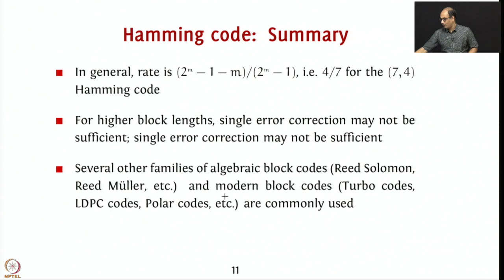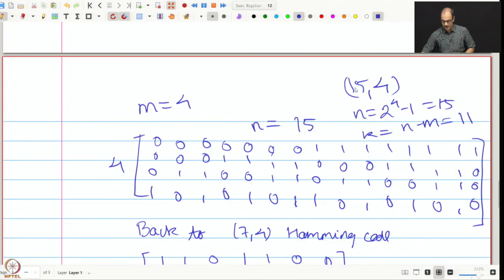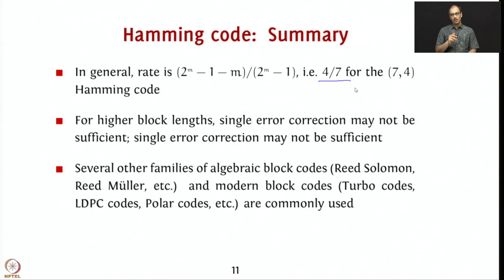Now, if you want to go further, if you look at the Hamming code, the rate is (2 to the power m minus 1 minus m) upon (2 to the power m minus 1). That is, it's 4 upon 7 for the 7-4 Hamming code. If you start increasing m, for example, we saw that if you go for 16, you get 11 by 15 and so on. So the Hamming code can give you better rates as well.